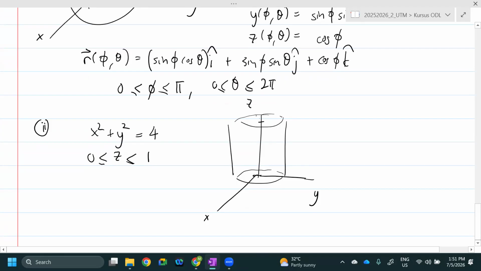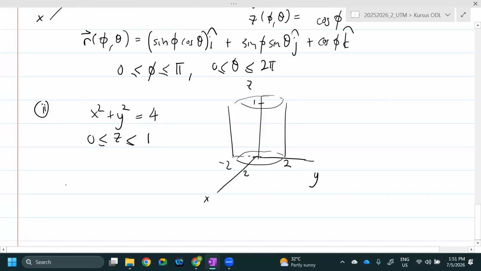So this will be 2. This is 2, this is 2. This is negative 2 here, and z is 1 here. The height of the cylinder is 1. So how do we parameterize this one? You can parameterize as follows, using the variables theta and z here.